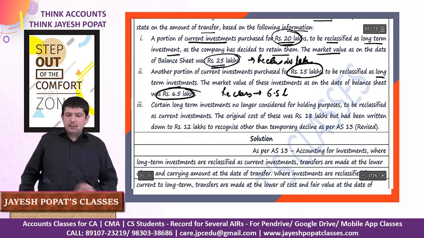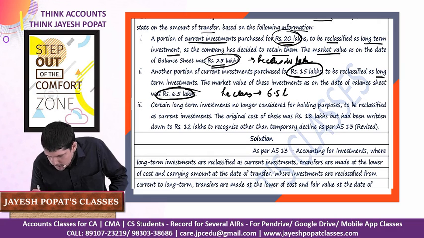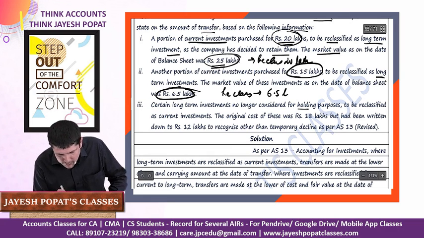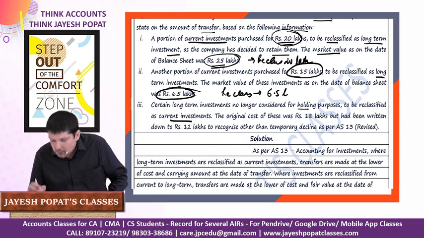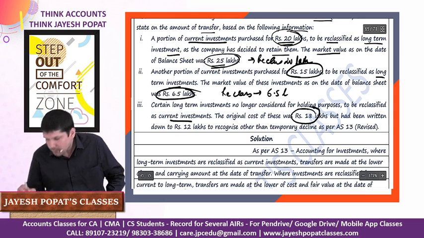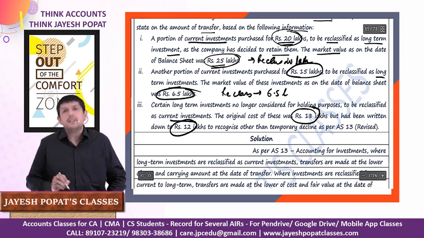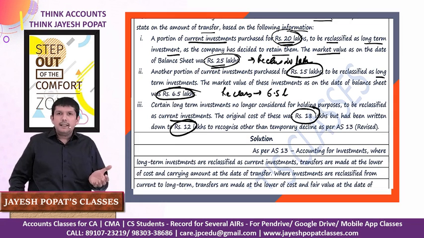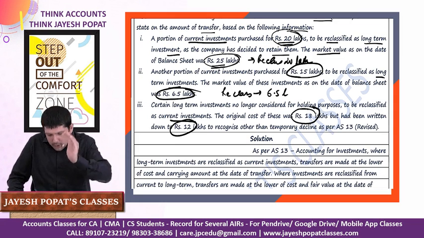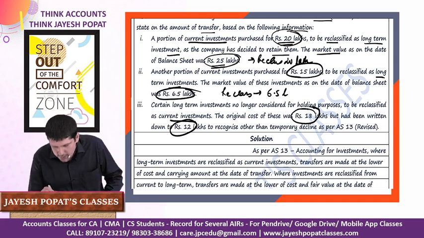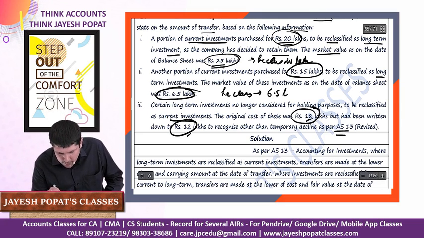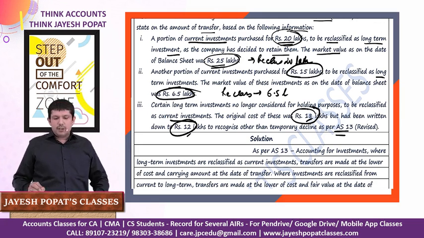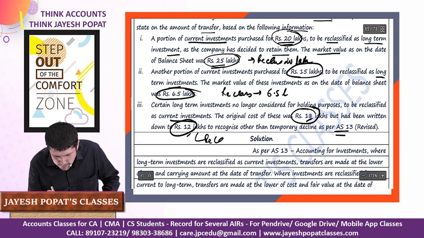In the third case, certain long-term investments no longer considered for holding purpose are to be reclassified as current. So long term to current, it will be cost or carrying amount, whichever is lower. The original cost is 18 lakh, but it had been written down to 12 lakhs. So it might be there was some other than temporary decline in the value of the investment, and they have written this investment down to 12 lakh, right? To recognize the other than temporary decline. So here the cost is 18, the carrying amount in the books is 12, so cost or carrying amount, whichever is lower. So here the reclassification has to be made at 12 lakh, right?